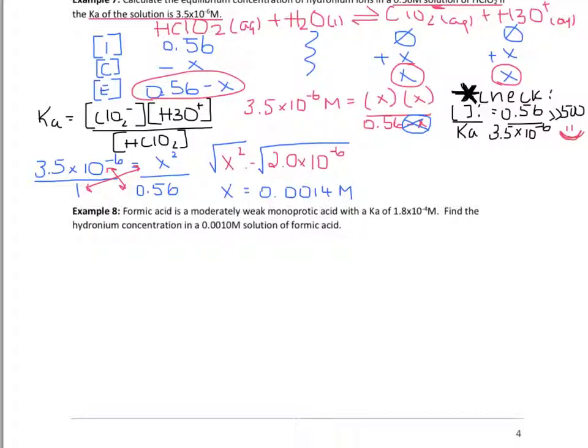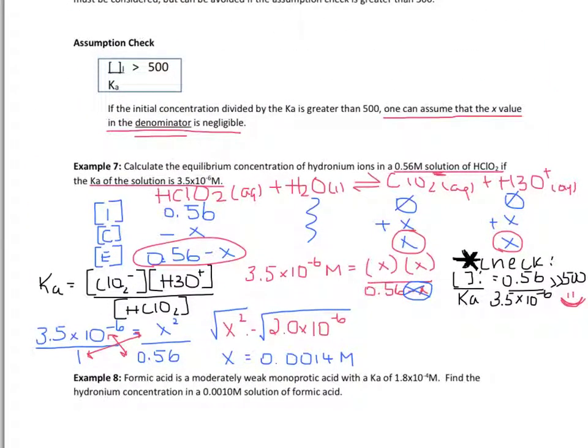Going back to the question, because at this point you've probably forgotten, as I have, we've been asked to calculate the equilibrium concentration of the hydronium ions. If we go and look at our ICE table, we said that the equilibrium concentration of the hydronium ions was X, and we have just calculated X. Therefore, the equilibrium concentration of H3O positive is 0.0014 molar.